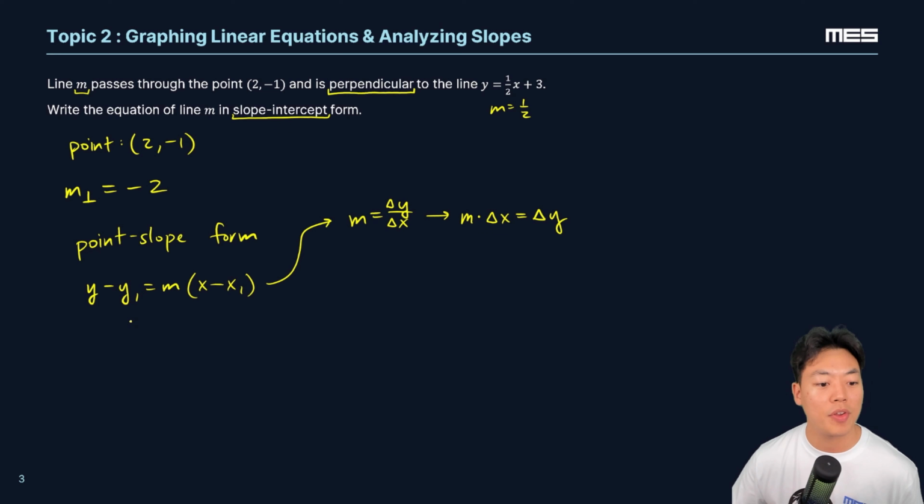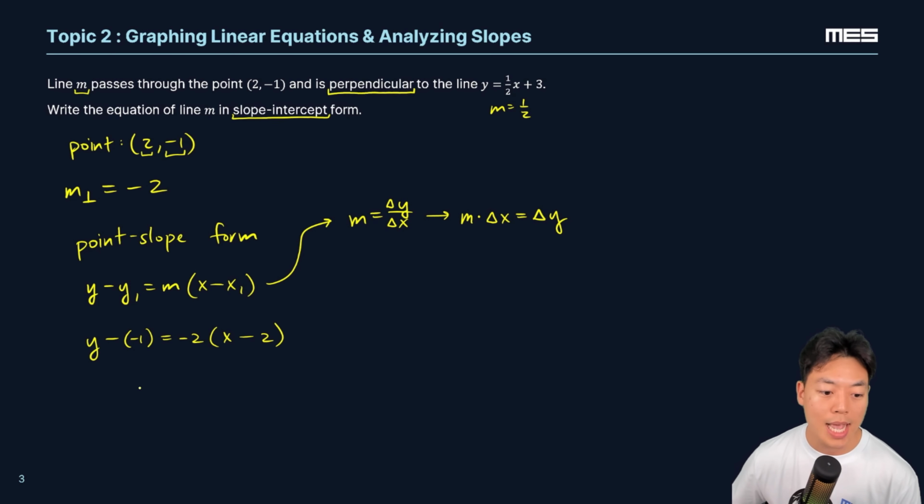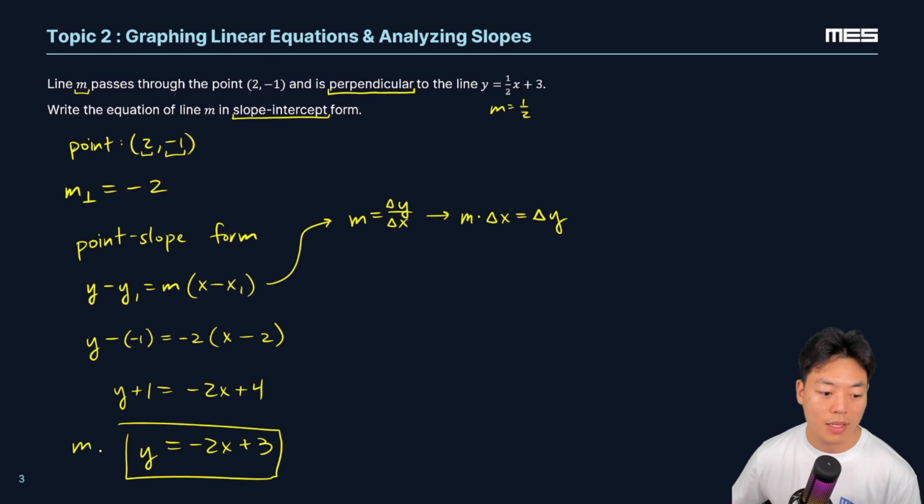Now let's plug in everything we know. Y minus my y sub 1, which is -1. My slope is -2, and x minus my x value of 2. And now I distribute and combine like terms. And we get y is equal to -2x plus 3. That is the line M that we were looking for. That is topic number 2.